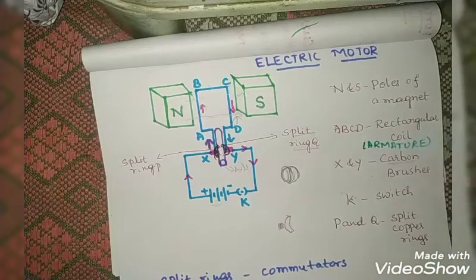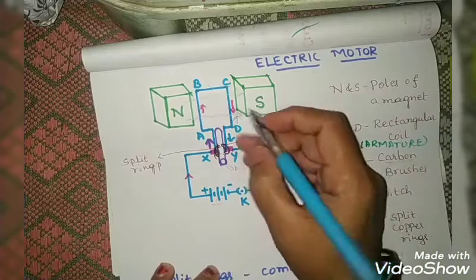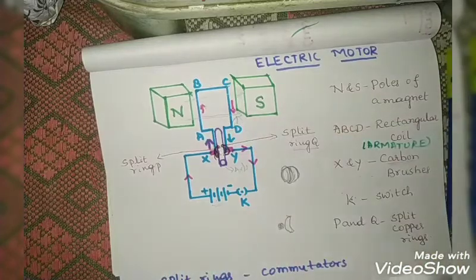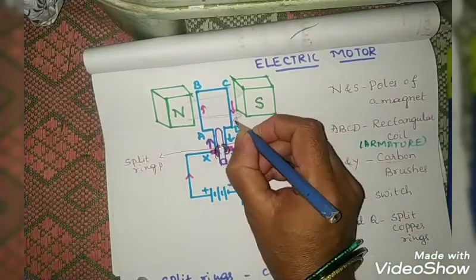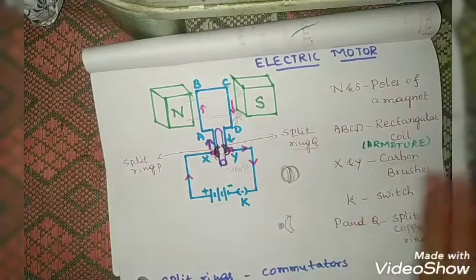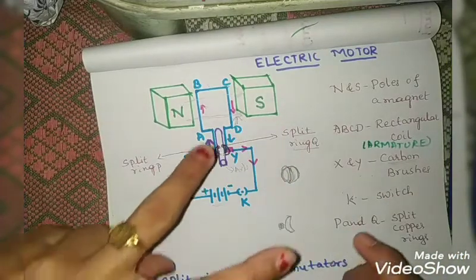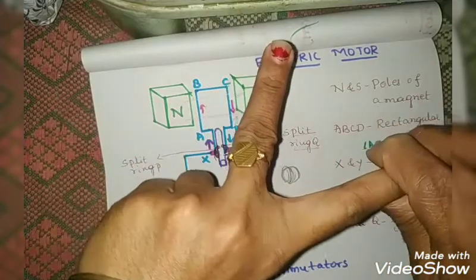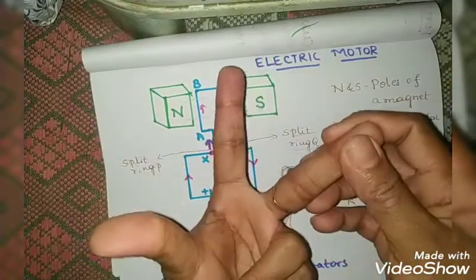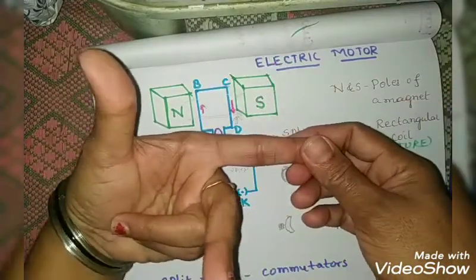Again we have to use the rule. Which rule? Fleming's left hand rule again. Here, upward direction. In the upward direction it started now. In the next half rotation you can see what happened? Upward direction current flowing. Now the current is flowing in this direction.